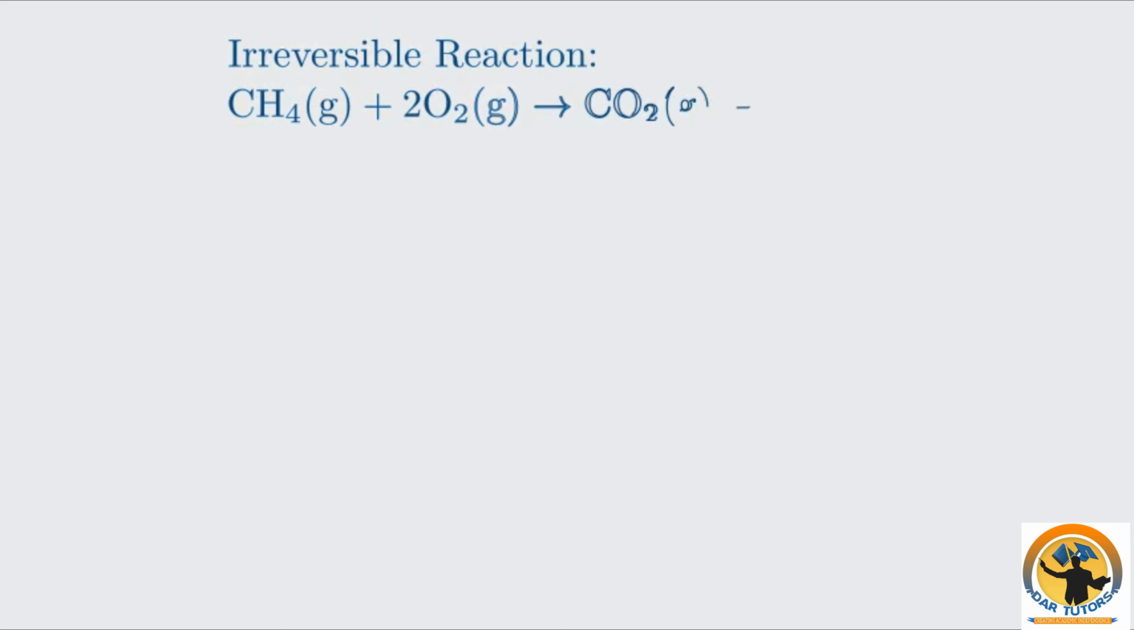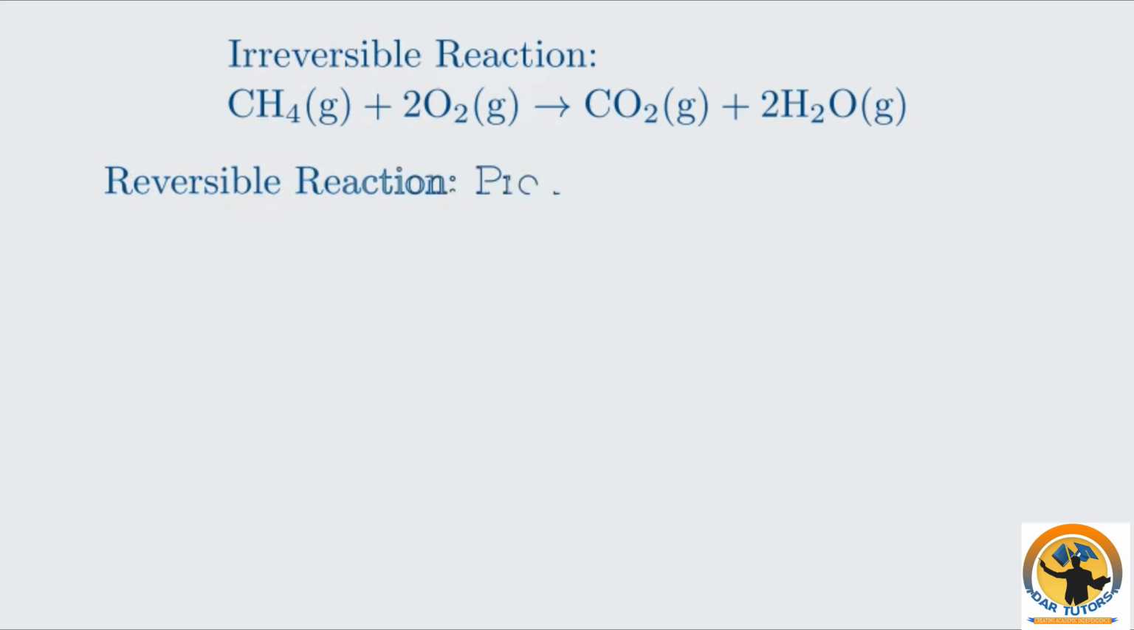Let's start by clarifying a crucial distinction: irreversible versus reversible reactions. An irreversible reaction, such as the combustion of methane with oxygen to form carbon dioxide and water, proceeds almost completely in one direction, from reactants to products. It's exceedingly difficult to reverse this process and convert the products back into the original reactants under normal conditions. Conversely, a reversible reaction is one where the products can also react together to reform the reactants. These reactions are represented by a double-headed arrow, indicating that they can proceed in both the forward and backward directions.